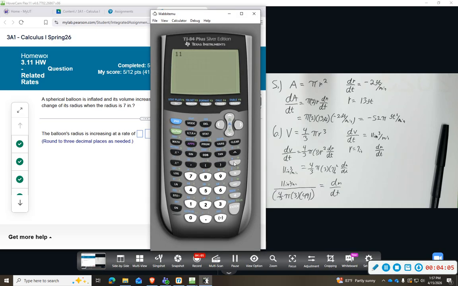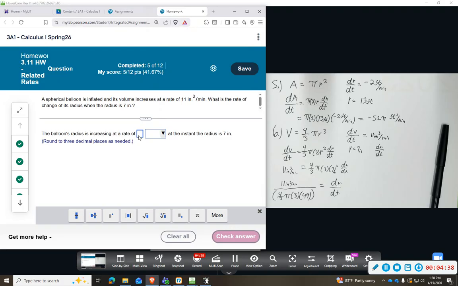So 11 divided by, open parentheses, 4 divided by 3, times pi, times 3, times 49. And this gives me 0.017 or 0.018 when rounded to 3 decimal places. And that will be in inches per minute. I keep wanting to say feet from the previous problem. Inches per minute.